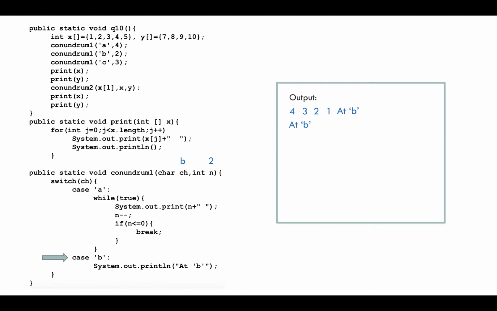Then we call the print method with the integer array x as the input variable. Inside the print method, it will go through the for loop that iterates from j equal to 0 to j equal to 4, since the length of the array x is 5, and the loop continuation condition is j less than 5. So it is going to print out each element in the array x with a space separating two elements. Then we do the same to array y by calling the print method. Each element in the arrays x and y is printed before calling the conundrum 2 method.